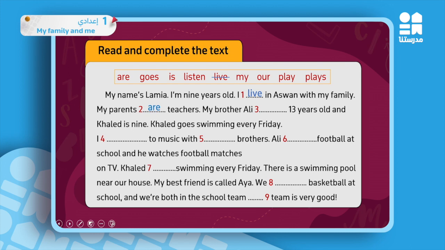My parents are teachers. My brother Ali, space 13 years. Here I'm talking about his age. And Ali is a boy, so it's a third person singular pronoun. So I have to use the verb to be in the singular form, which is is. Okay? Now, Khalid is 9, Khalid is 9 years old. Khalid goes swimming every Friday.